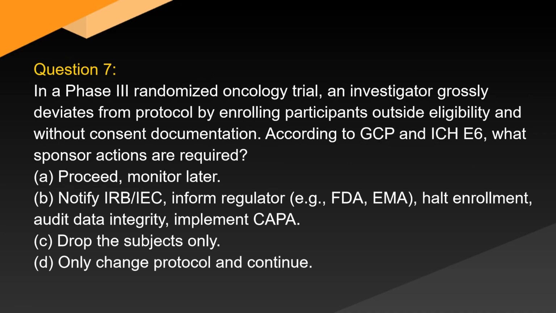Question 7. In a phase III randomized oncology trial, an investigator grossly deviates from protocol by enrolling participants outside eligibility and without consent documentation. According to GCP and ICH E6, what sponsor actions are required? A. Proceed, monitor later.